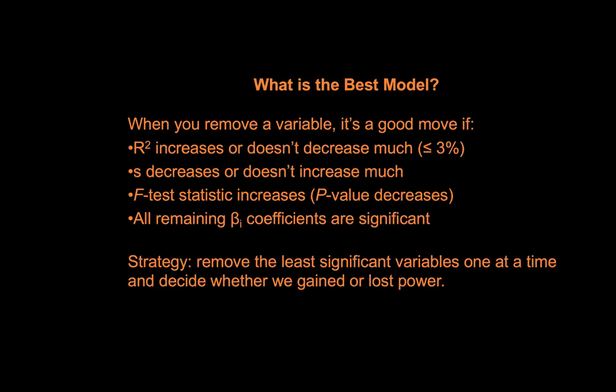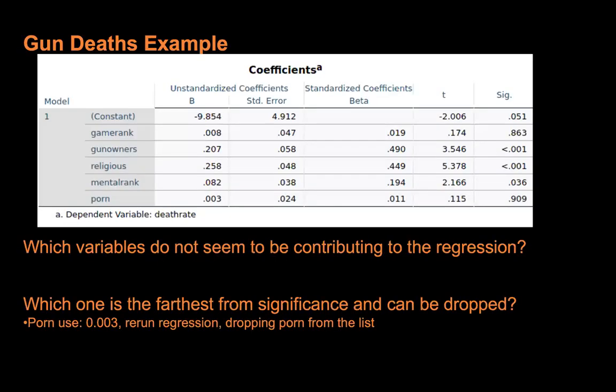What is the best model? When you remove a variable, it's a good move if r squared increases or doesn't decrease much, that is less than or equal to 3%. And if s decreases or doesn't increase much, the F-test statistic increases, the p-value decreases, and all remaining beta i coefficients are significant. The strategy is to remove the least significant variables one at a time and decide whether we gained or lost power. So here's a gun death example.